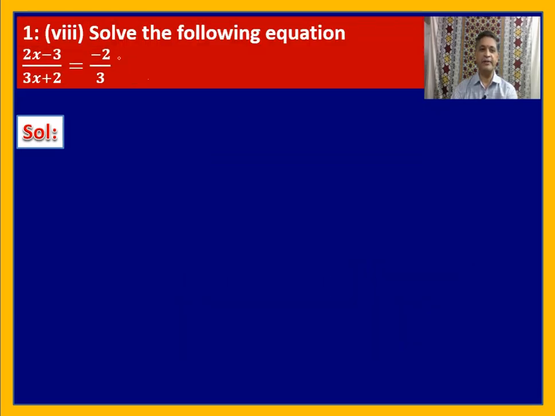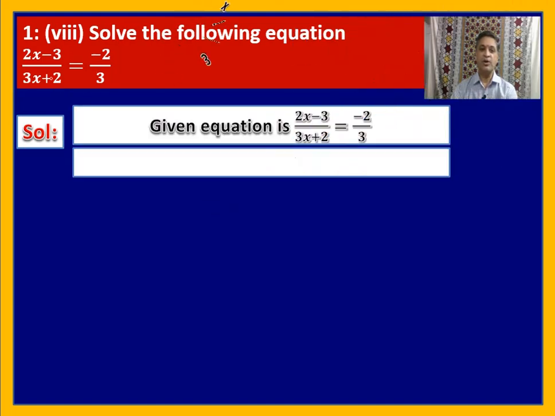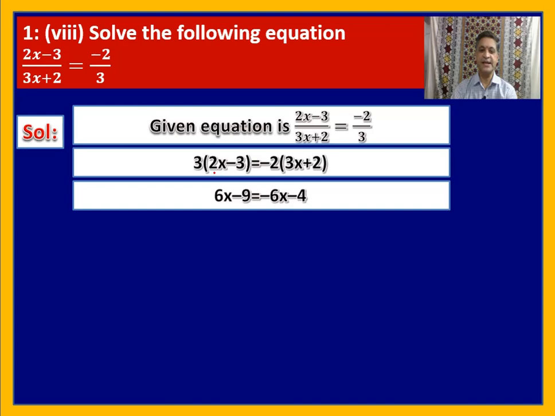So go to 8th Roman in first problem. What is the given? Solve the following equation. 2x minus 3 by 3x plus 2 is equal to minus 2 by 3. This is the given equation. So you simply take cross multiplication. Here 3 into 2x minus 3 is equal to minus 2 into 3x plus 2. There is no need of LCM here. So directly you cross multiply, you get this equation. So expand this equation. 3 into 2x, that is 6x, minus 3 into 3, 9, minus 2 into 3x, 6x, minus 6x, minus 2 into plus 2 is equal to minus 4. So 6x minus 9 is equal to minus 6x minus 4.